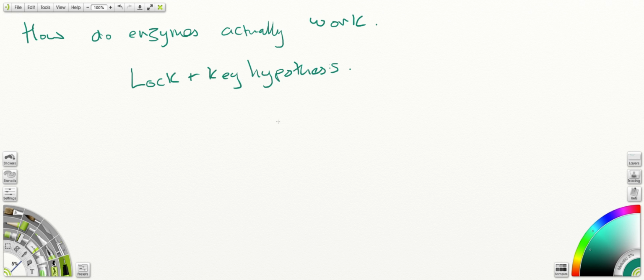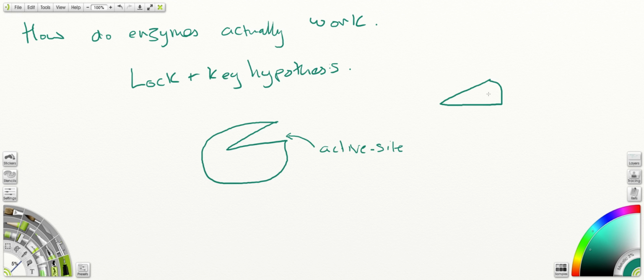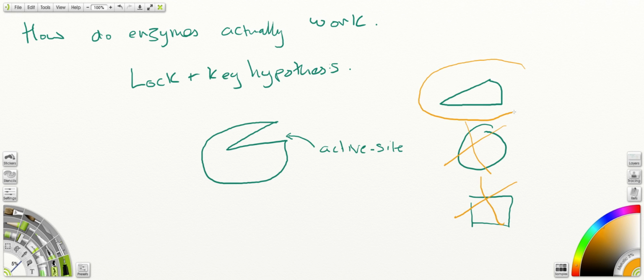What this says is that every single enzyme has a specifically shaped active site. So this is my active site. With an active site, only specific substrates can fit in. If I've got these 3 substrates, which one is going to fit that active site? The answer is, of course, it's not this one because the shape is wrong. It's not this one because the shape is wrong. It's this one here.